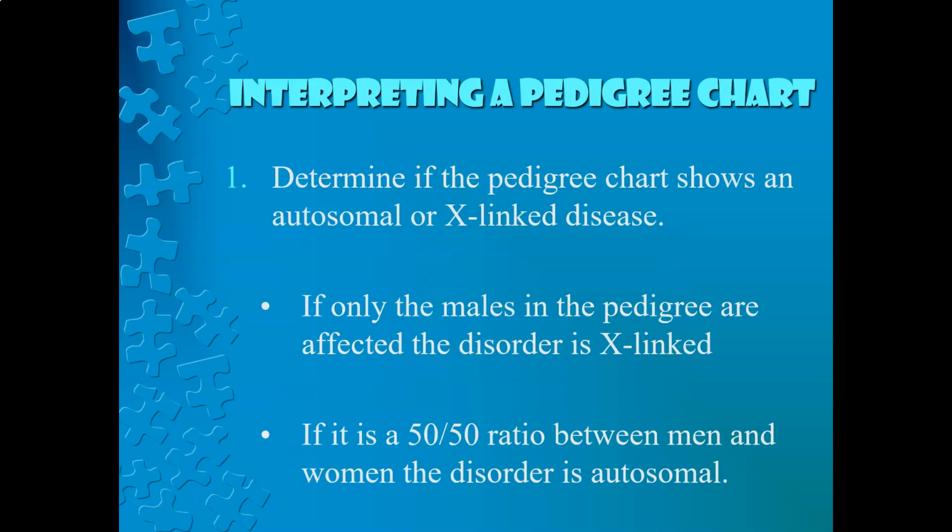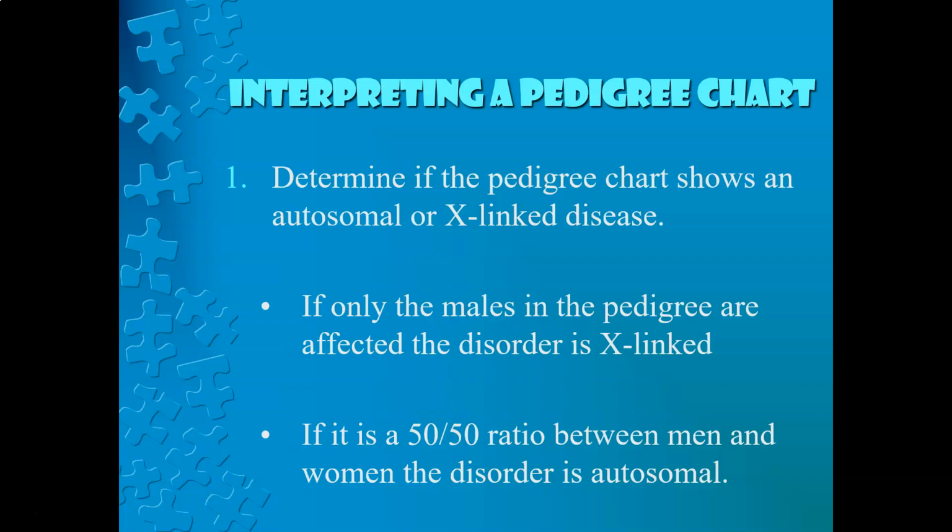So here's the big thing. How do you determine when you're looking at a pedigree whether or not the chart that you've created demonstrates a certain particular inheritance pattern? Well, let's start off here. So kind of break it into two questions. First and foremost, is the pedigree that you're looking at autosomal, or is it X-linked or sex-linked?